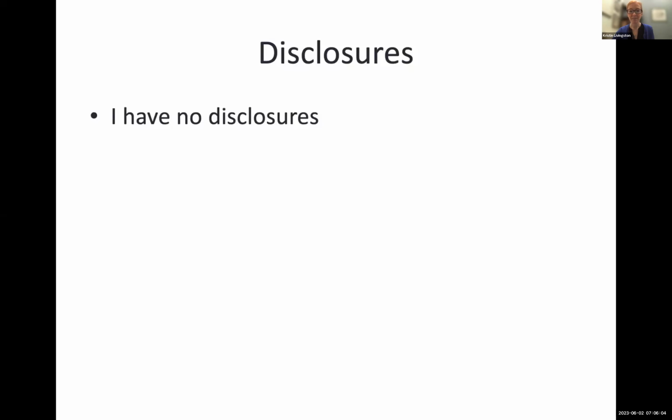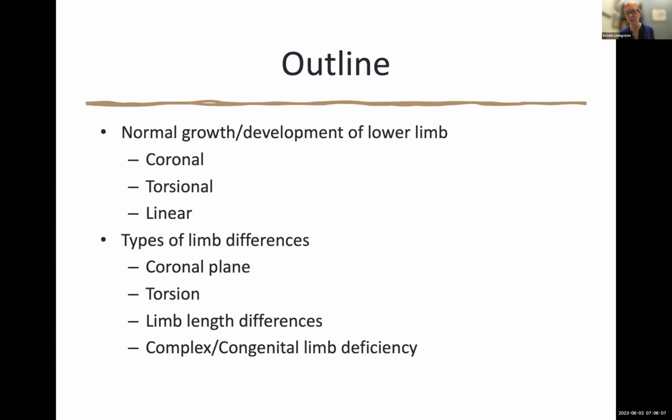I have no disclosures. So this is an unbelievably huge topic, and I'm actually going to probably capitalize on my extra few minutes this morning because it's nearly impossible to get through limb deformity, limb differences in 20 minutes or so. But I will try and hit a couple of highlights and give you a few examples. So first, we'll cover the normal growth and development of the lower limb, because obviously to understand pathology, we need to understand normal physiology. We'll talk about coronal, torsional, and linear growth of the lower limbs. And then we'll talk about some types of limb differences, including in the coronal plane, the torsional plane, limb length differences, and then the more complex and congenital limb deficiencies.